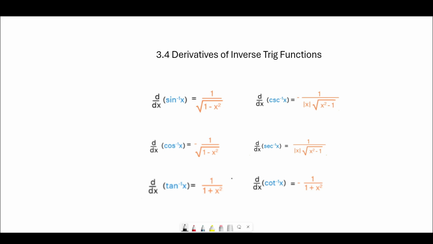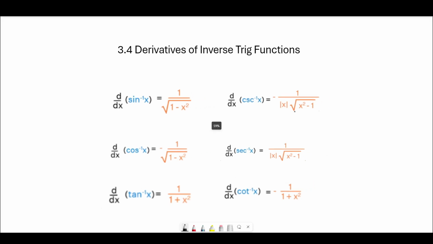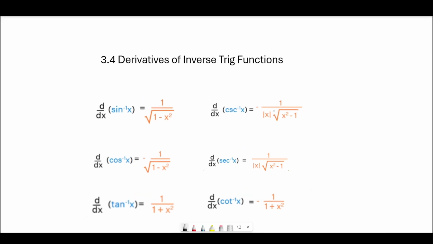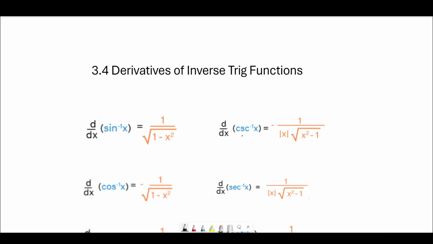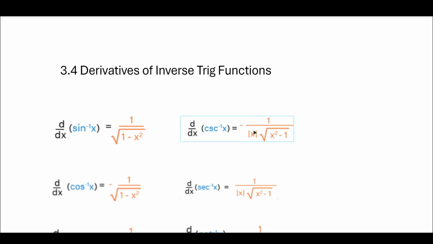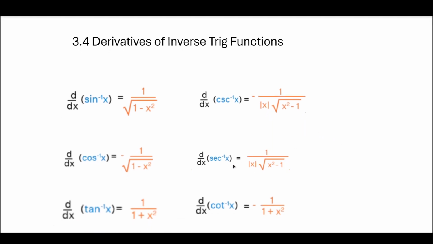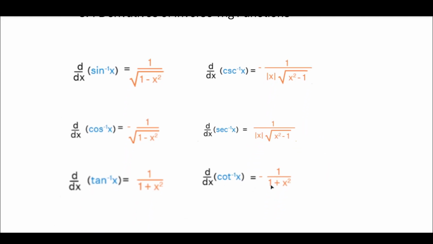And then when it comes to the reciprocals of those functions, it's going to be x squared minus 1, and what we're going to do is add absolute value. So for cosecant, it's actually going to be negative 1 over absolute value of x times square root of x squared minus 1. Secant is just going to be positive. And then cotangent, same thing as the derivative of the inverse of tangent, but negative.